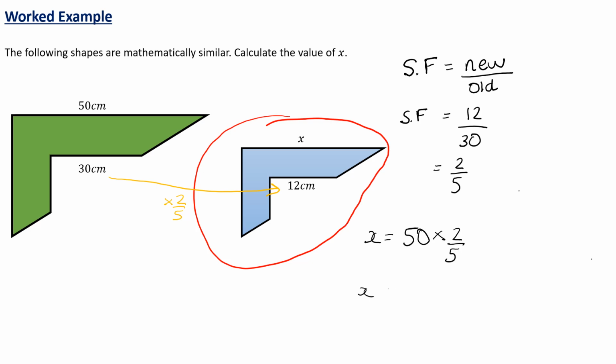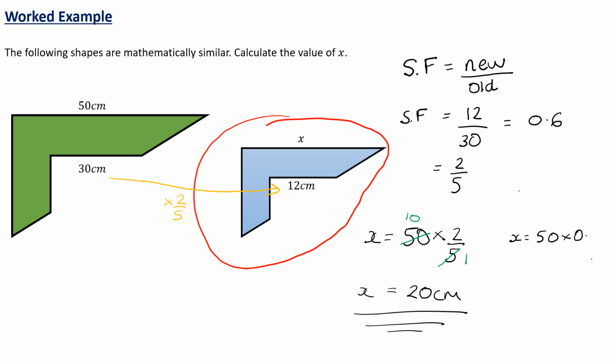You can do this in a calculator. You should be able to work through it as well without. We can simplify this 5 with 50. That goes in 10 times. So x is going to be 20 centimeters. Your other option here is you could have input this into a calculator, done 12 divided by 30 and got 0.6. And then at this stage we would have done 50 multiplied by 0.6. You would have got the exact same answer.